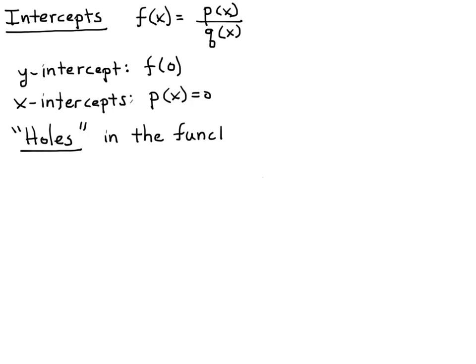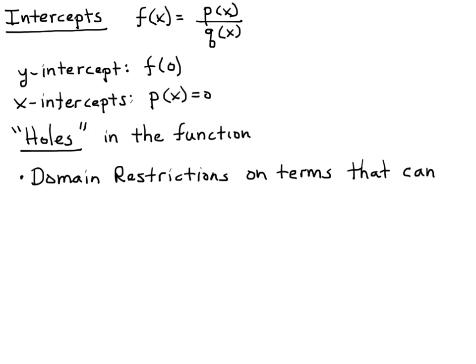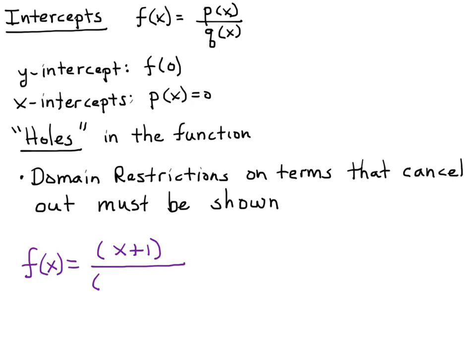Okay, so occasionally we'll have holes in the function. What I mean by that is we have something like this, where we have every number here except one particular number. The way we get holes is that we have a domain restriction that we can eliminate. And if I show you an example, perhaps this will be more clear.